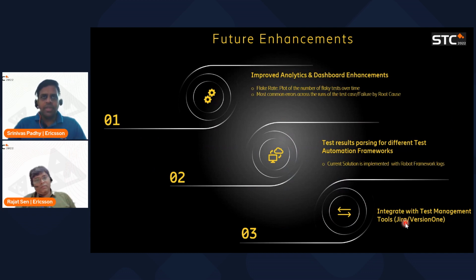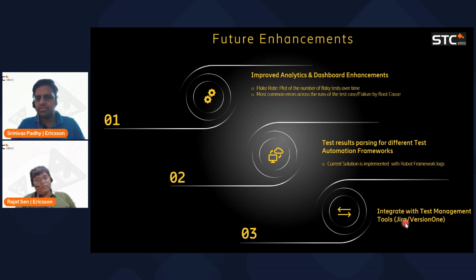Now, we have developed this tool, but we still know that there could be many other enhancements around it, and we would be working on this. What are those? One is we have to improve our dashboard enhancements and analytics part. We have to bring in the flaky rate. We have to show the most common errors across the runs of the test case.